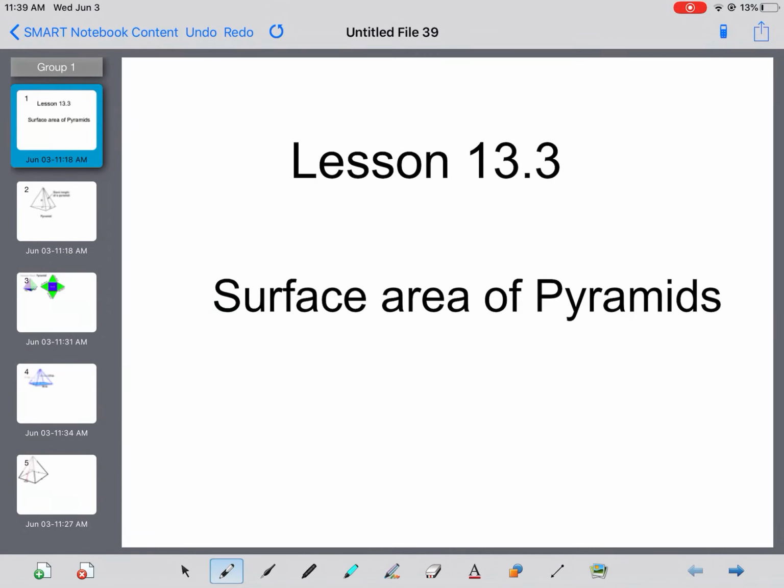Morning, grade 7. We're moving on today to the surface area of pyramids. I just want to point out to you that you'll notice for a lot of this unit, we're not going to be using the textbook in terms of the questions. So when I say that we're doing lesson 13.3, that means there's still really helpful information for you to look at in the textbook, but we're probably not going to be doing questions from there.